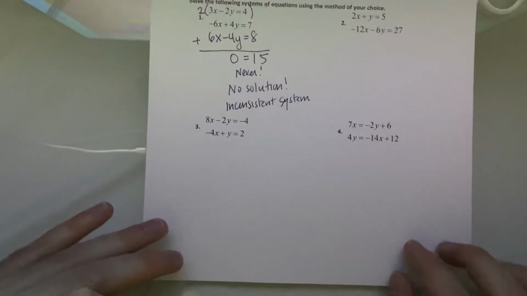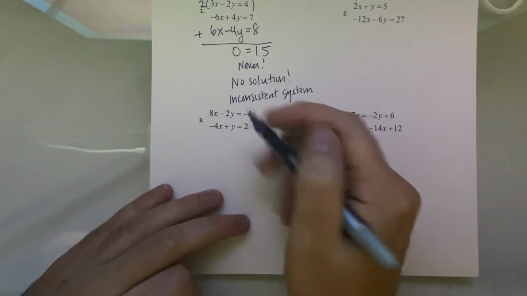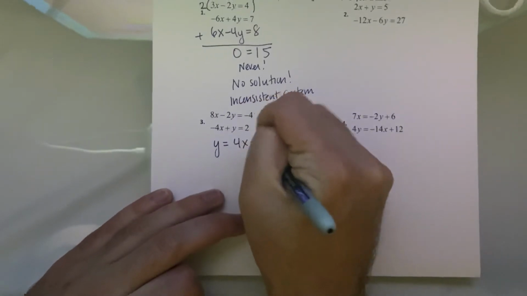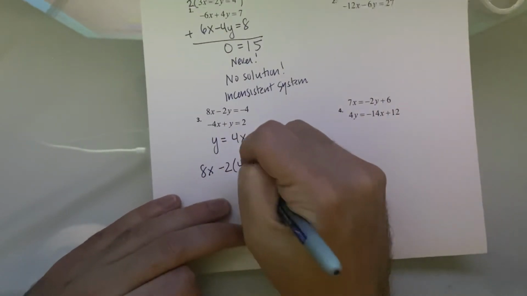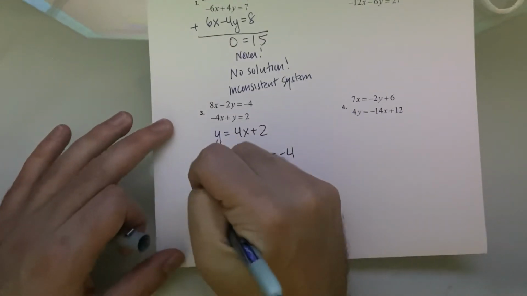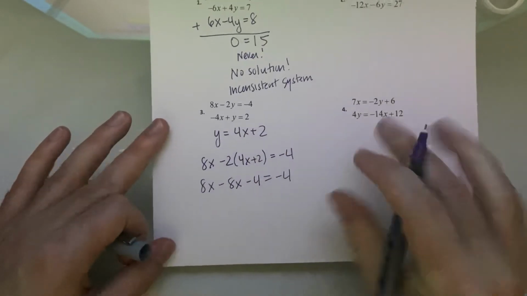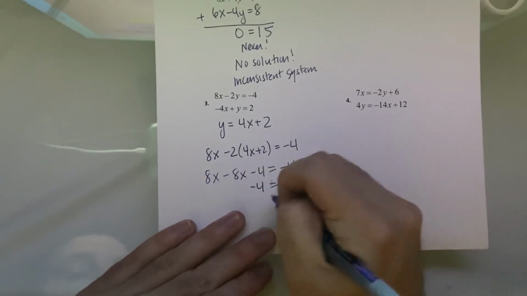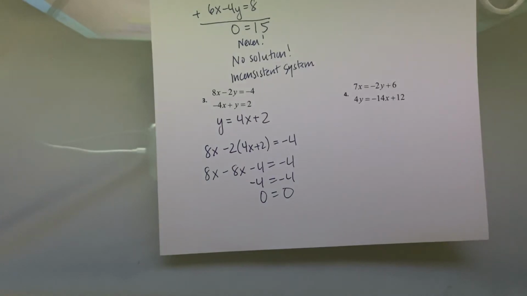Okay, so what about when you want to use substitution? Let's look at number 3. I'll solve the second equation for y, 4x plus 2. Substitute it in. You get 8x minus 2 times 4x plus 2 equals negative 4. Distribute. 8x minus 4 equals negative 4. Our x's cancel, and we get negative 4 equals negative 4, and if we added 4, we would get 0 equals 0.